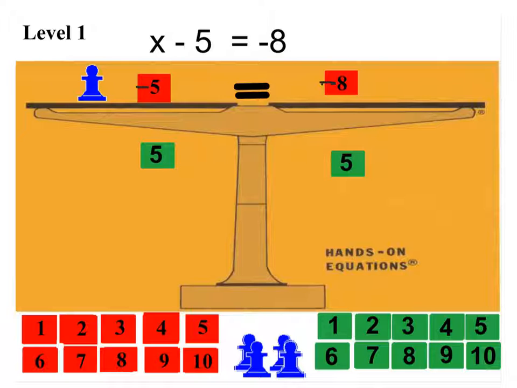Remember that a positive and a negative cancel out to make 0. So those two things add up to make 0. And then -8 and +5 is going to add up to make -3. So what I have shown using the scale is that x has to equal -3.